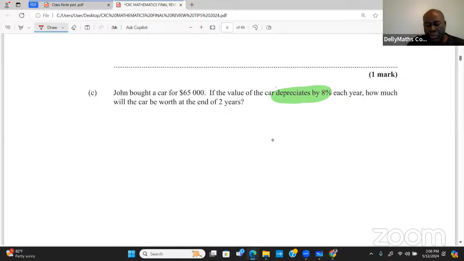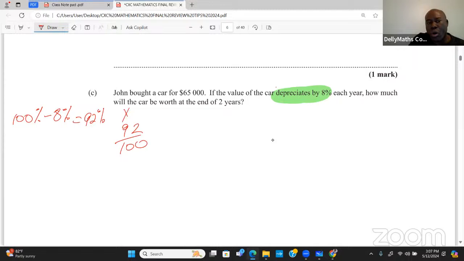So there are multiple ways we can get there, but I'm just going to go through this the standard way. If you're losing 8% each year, basically the original price is 100. You're losing 8%, so if you take that 8 from 100, you're going to have 92%. So every year the car is going to be worth 92% of what it was. In this case, the depreciation is 8, so we're going to be working on what is 92% of the thing right now.